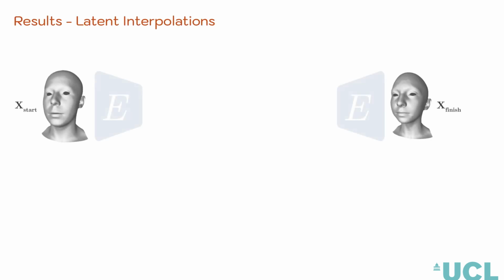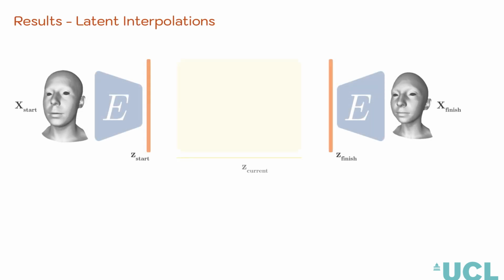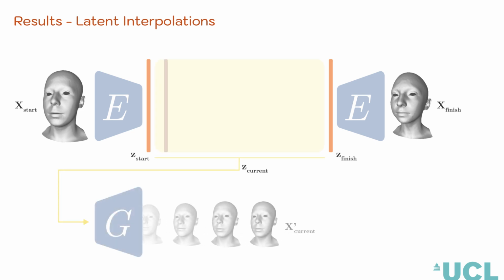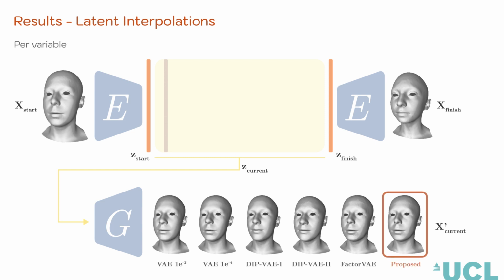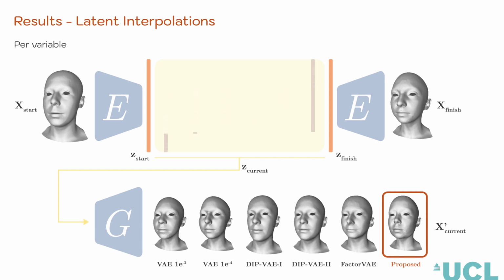If we then encode two shapes and generate new heads by linearly interpolating between the two encoded latent vectors, we clearly see that while other methods generate random faces that are not intermediate identities, our method can control one feature at a time and generates only meshes plausibly interpolated between the source and the target mesh.